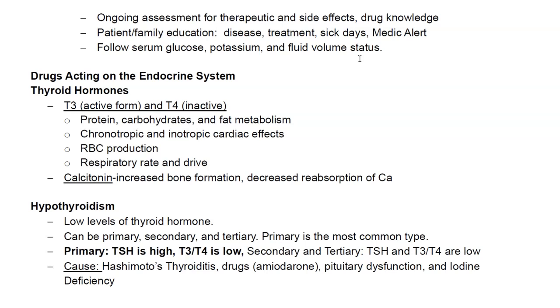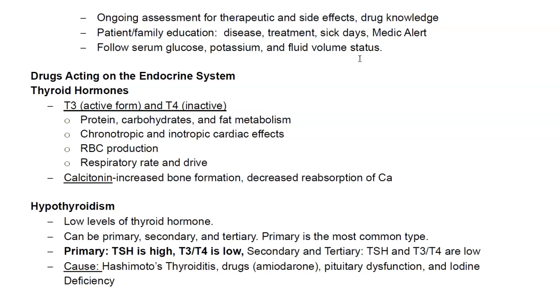Anyhow, what's the role of the thyroid hormone? Your T3 and T4 are for protein, carbohydrate, and fat metabolism. So when you're thinking about thyroid hormones, you have to think about metabolism, right? Knowing that, remember that your thyroid hormones have an effect on your heart. It affects the heart rate and the contractility of the heart. So T3 and T4 have chronotropic and inotropic cardiac effects. They also help with RBC production as well as regulation of a person's respiratory rate and drive.